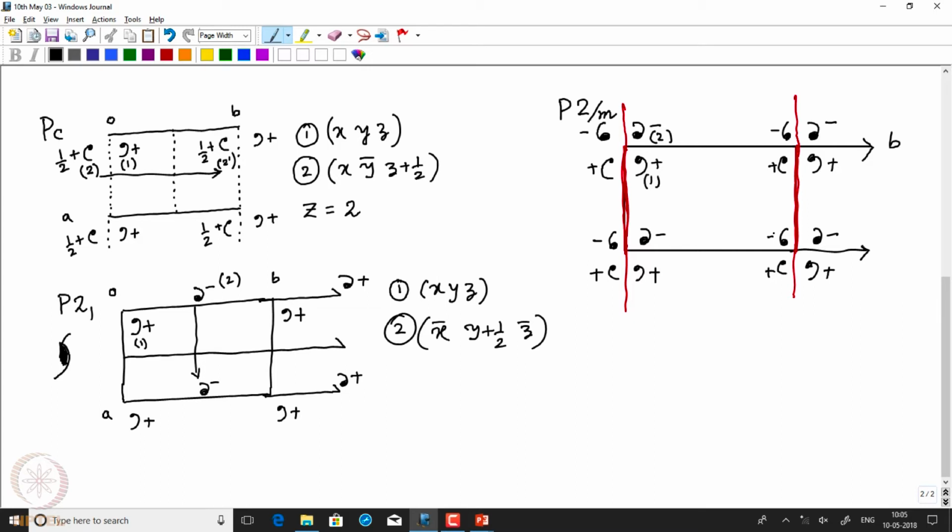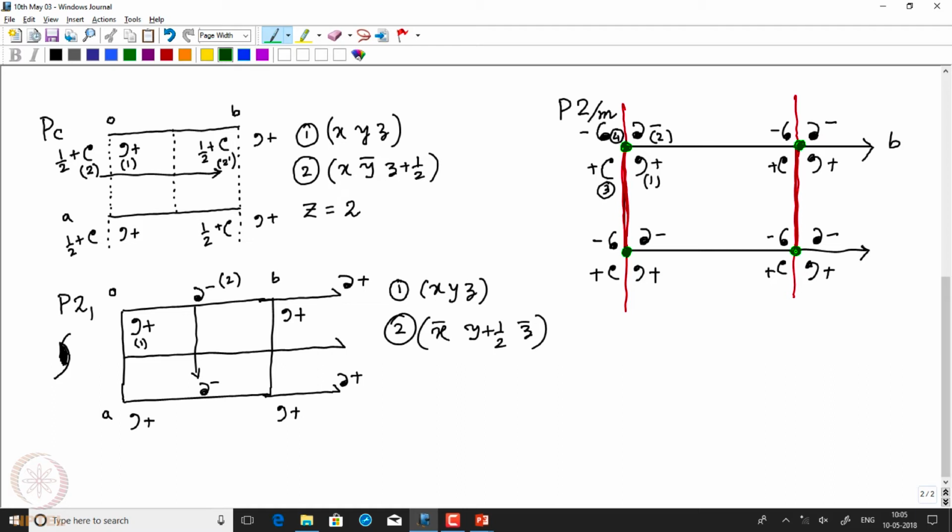Now, what do we see? We can see that the points number 1, 2, 3 and 4 are generated by applying 2 and a perpendicular mirror. As a result of that, the points 1 and 4 are related by inversion center. Similarly, 2 and 3 are related by inversion center. So what we have got are inversion centers at all the 4 corners.